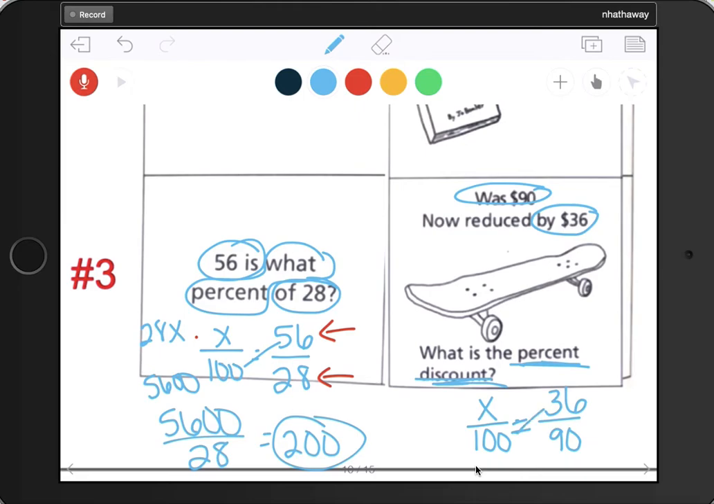So 100 times 36 gives us 3,600, and divide that by 90, and we get 40. So our percent discount would be 40%. And that sounds about right when we have a discount or a sale, 40% off.